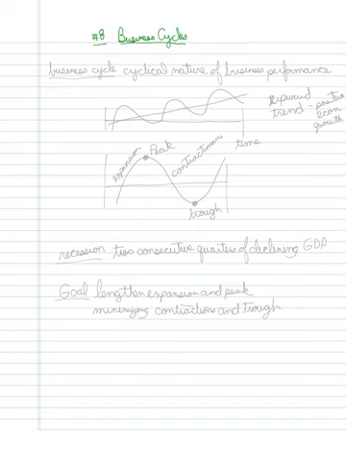Now, with this understanding of what the GDP levels are, it's useful to have an understanding of how the business cycle works. The business cycle is looking at the cyclical nature of business performance. Basically, the economy moves in a cyclical fashion.